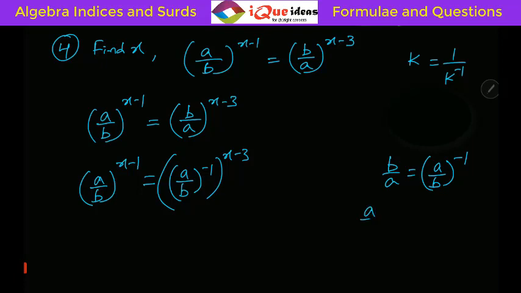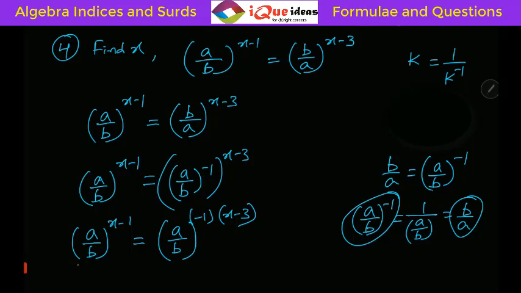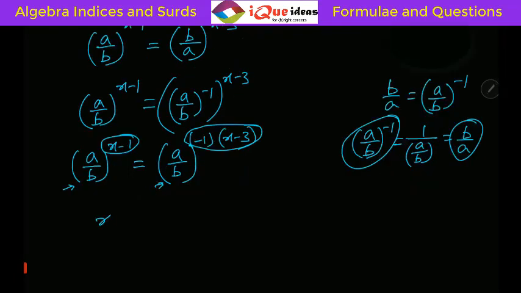Why? Because let me put it this way, a by b raised to the power minus 1 is equal to 1 by a by b. Hence it is equal to b by a. So b by a can be replaced as a by b raised to minus 1. So we have a by b to the power x minus 1 equal to a by b raised to the power, now see the powers will get multiplied, minus 1 into x minus 3. Okay. Now you can see the bases are same, a by b and a by b, so the powers can be equated. Okay, so what we will do is, we will say that the power on the left hand side, that is x minus 1, is equal to the power on the right hand side, that is minus 1 into x minus 3. Okay, so we have x minus 1 is equal to minus 1 into x minus 3.